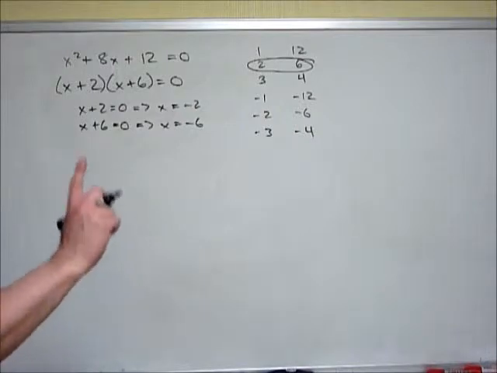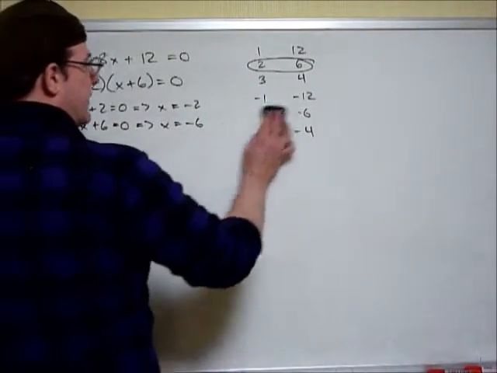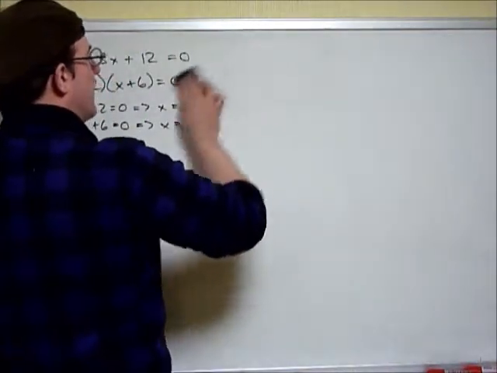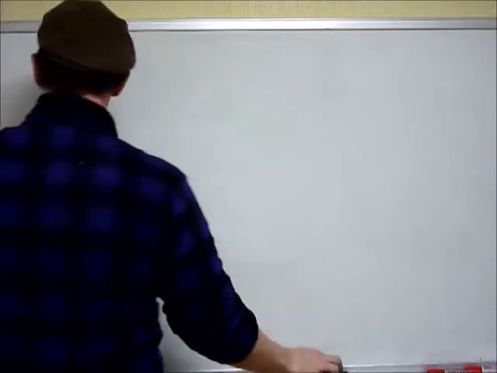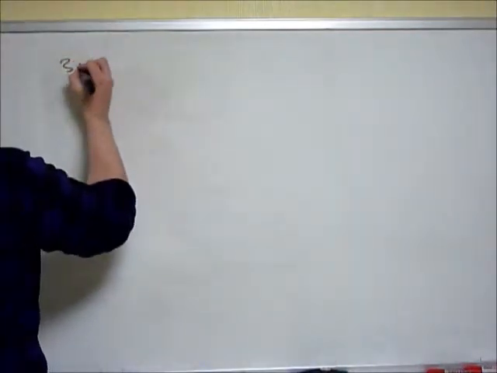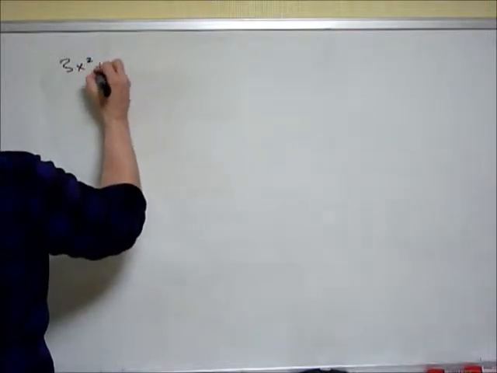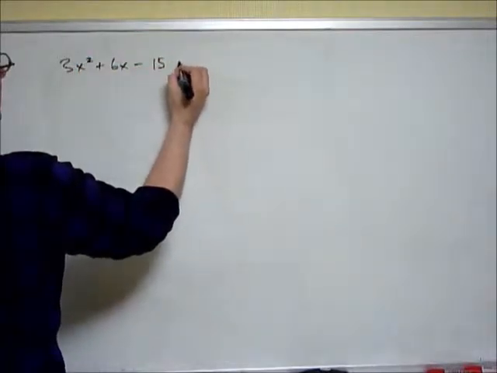But I am now going to talk about the limit of this factoring method, because you can't do it with all polynomials, not by a long shot. For instance, what if you have the polynomial 3x squared plus 6x minus 15, and that's equal to 0?